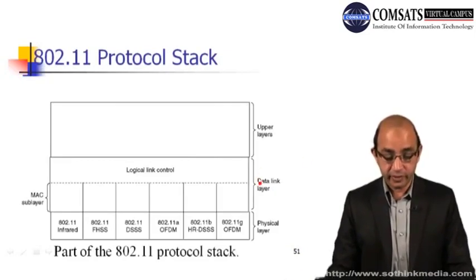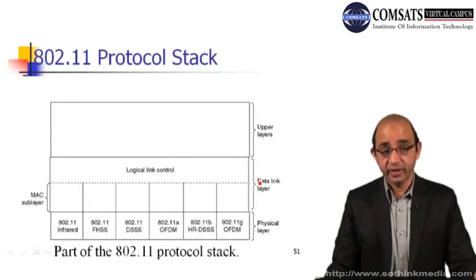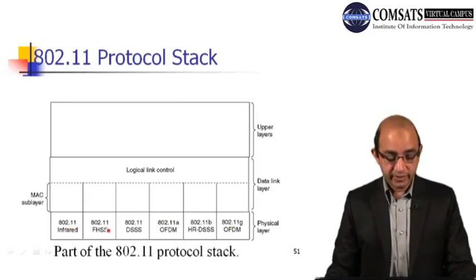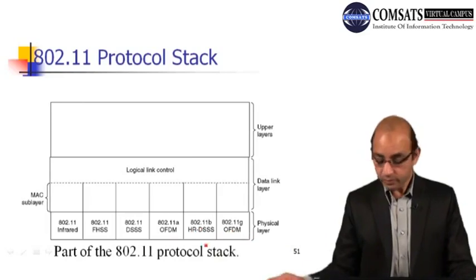And here is the protocol stack. You can see that we have the physical layer, and over the physical layer we have different technologies being used, and above that we have the MAC layer or data link layer, and above that the upper layers. For example, if we start from here, 802.11 infrared, frequency hopping spread spectrum, and direct sequence spread spectrum, OFDM and HR-DSSS, and OFDM again.